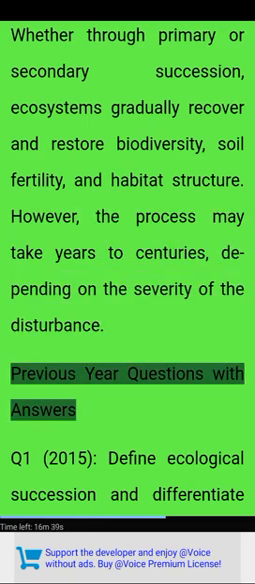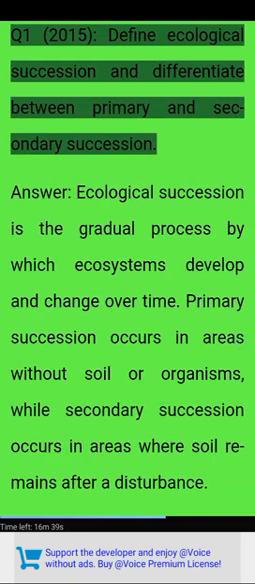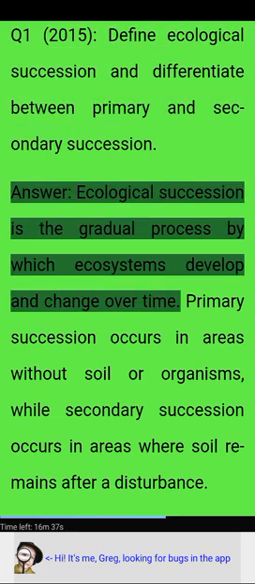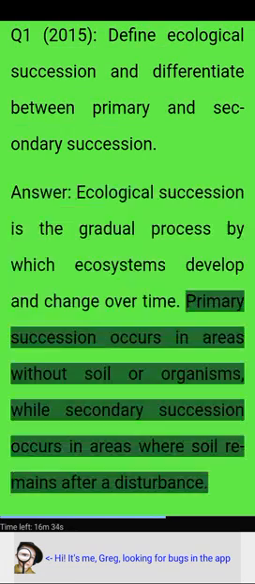Previous year questions with answers. Q1 2015. Define ecological succession and differentiate between primary and secondary succession. Answer. Ecological succession is a gradual process by which ecosystems develop and change over time. Primary succession occurs in areas without soil or organisms, while secondary succession occurs in areas where soil remains after a disturbance.